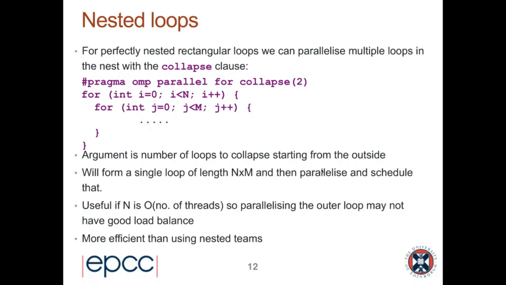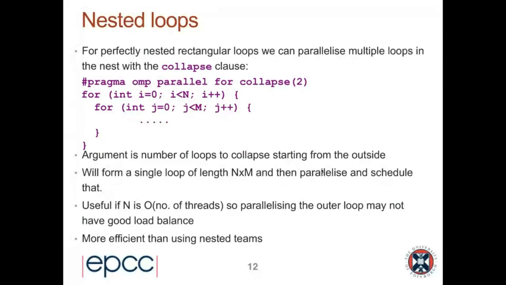So this is useful if the number of iterations in the outer loop is of the same order of magnitude as the number of threads. That means that parallelizing the outer loop may not have very good load balance, whereas parallelizing the inner loop incurs the overhead of a parallel region for every value of i. So this is a way of doing this with fewer overheads.